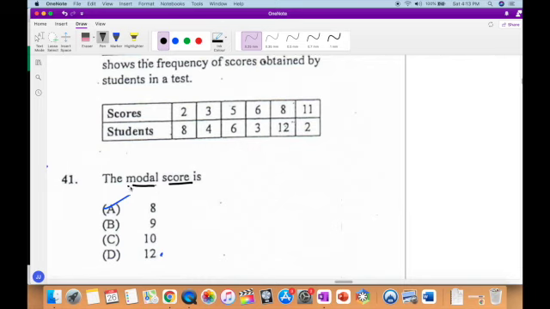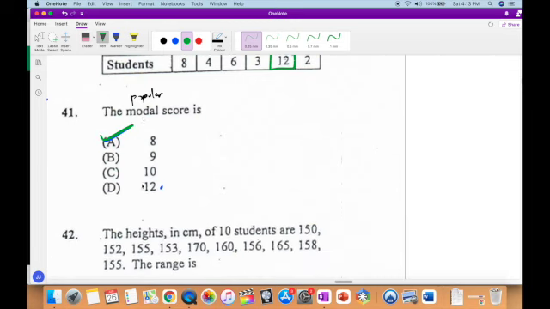When you see the word modal, I want you to think about popularity. Which one is the most popular? The modal score is the most popular score, the score that has the most students in it. We can see 12 is the most students, so that means 8 is the most popular score. So be careful with that.